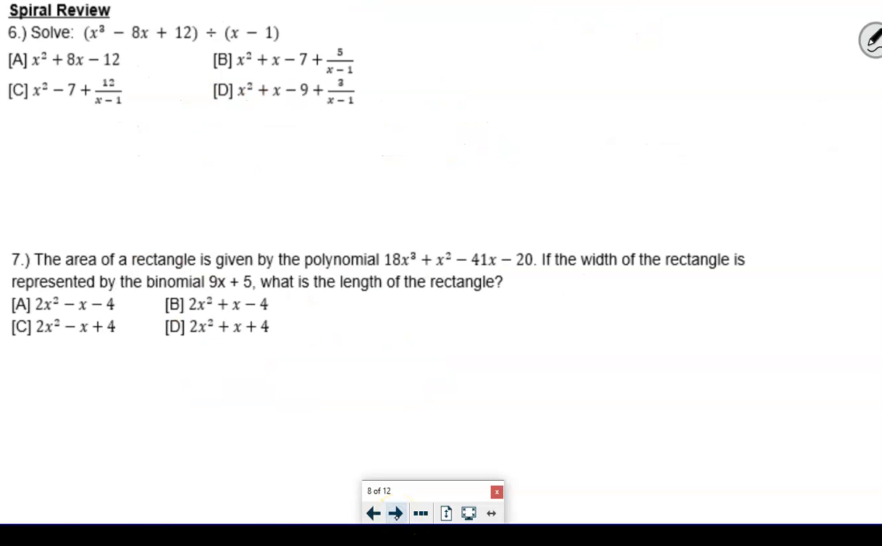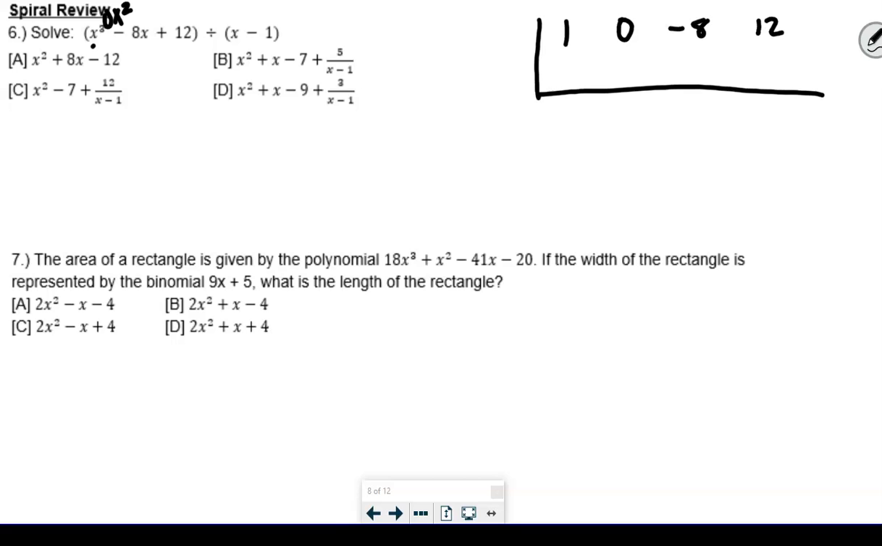So this next one says solve, okay? So what we're going to do on this one is we're dividing by a first degree binomial with no leading coefficient, or a leading coefficient of 1, okay? So this means we can use synthetic division, right? So notice we have an x to the third, but we do not have an x to the second, so we're going to have to put a 0 where that goes. So we're going to put a 1, a 0, a -8, and a 12. And remember, we're going to set this equal to 0, and so this is going to be x equals 1, right? So we're always going to change that sign, right?